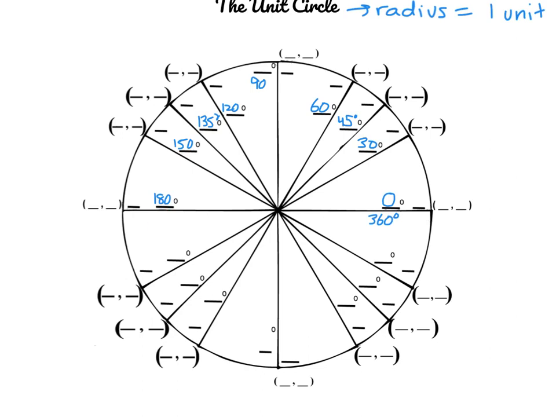So then add another 30, so 210. Add 15, 225. Add 15, 240. And then add another 30 to get 270. Add 30 to get 300, 315, 330 degrees, and then we're back to 360.